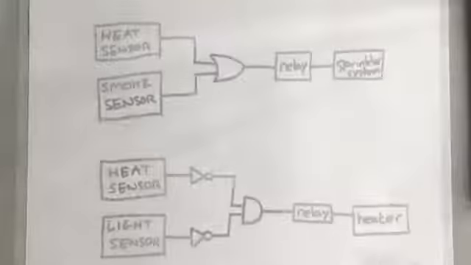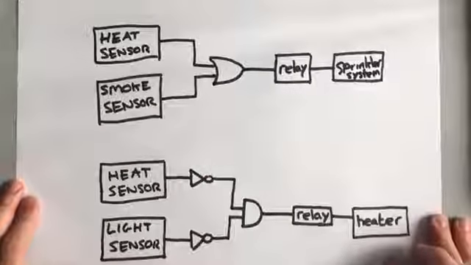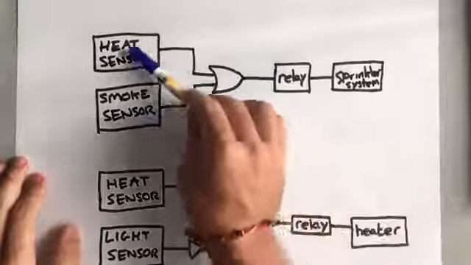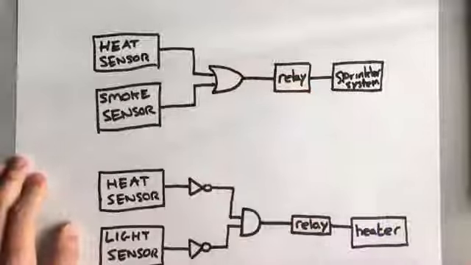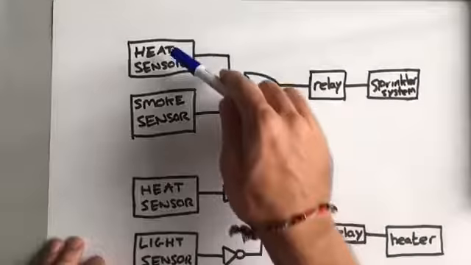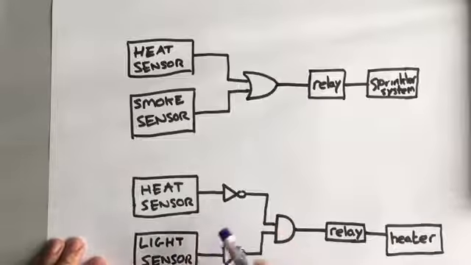Now, one thing that you might have to do for your exam is combine those gates. So, here I've drawn two example circuits. We'll look at the top one first. The top one is a system for a fire detection and safety system. So you've got a heat sensor and a smoke sensor. They're going through to an OR gate.